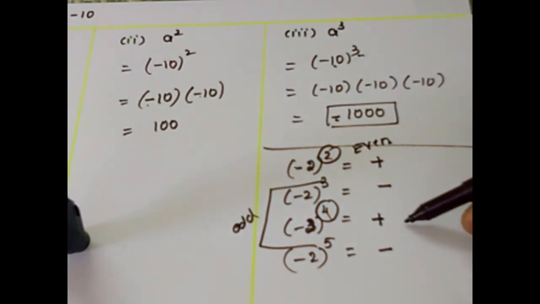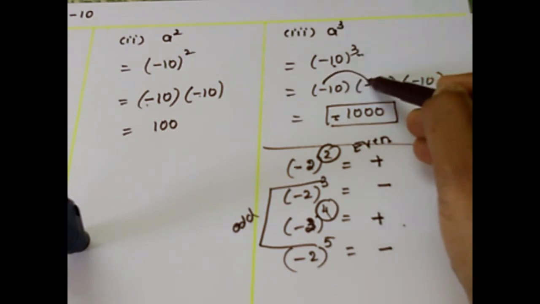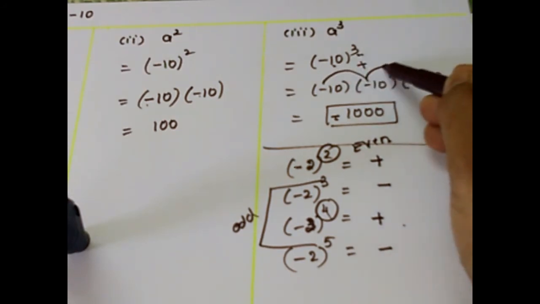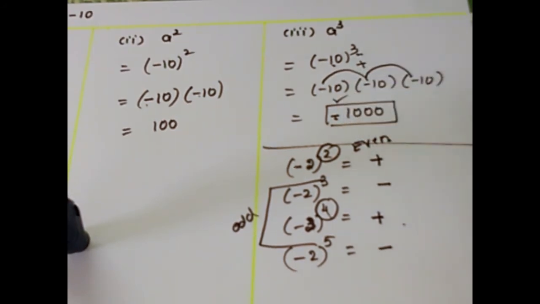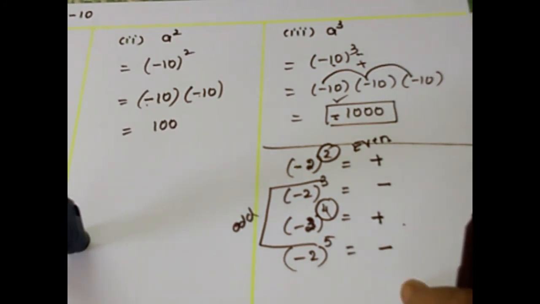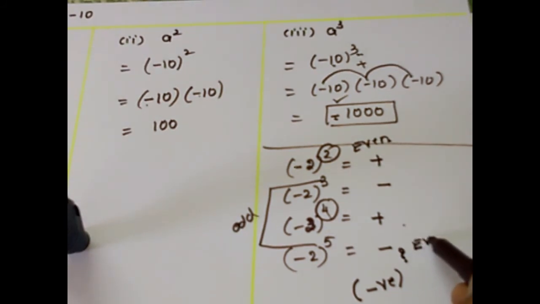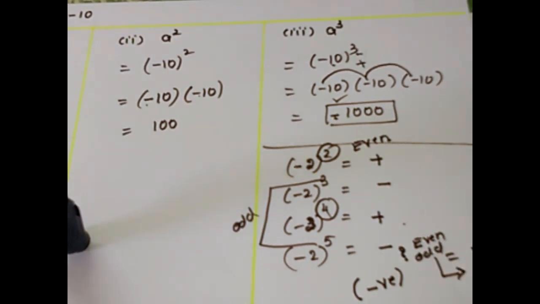If you are not able to know this, you can do the multiplication. Minus into minus is plus, again plus into minus is minus. But this is necessary to learn for your higher classes also, children. Whenever you have a negative number, look at the power. If the power is an even number, the solution will be plus. If the power is an odd number, then the solution will be minus.